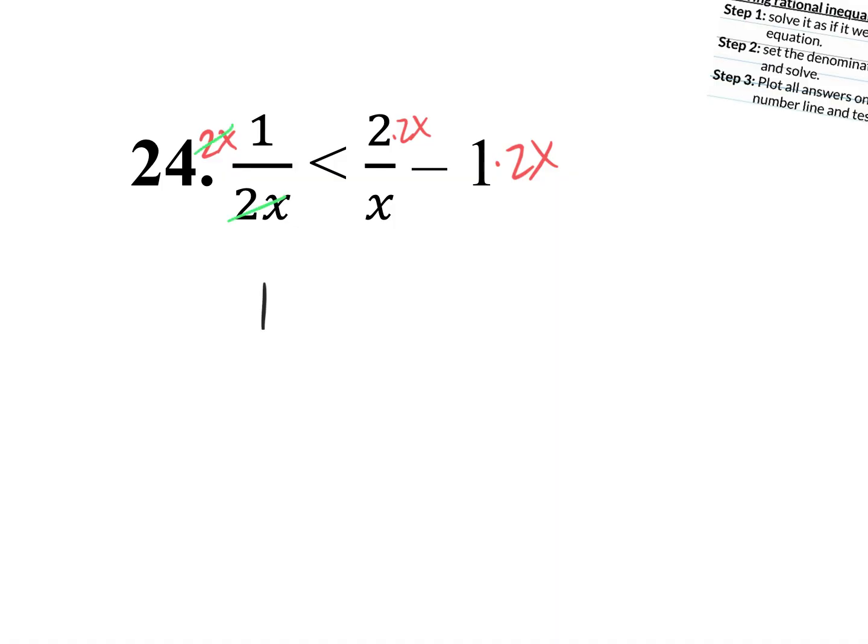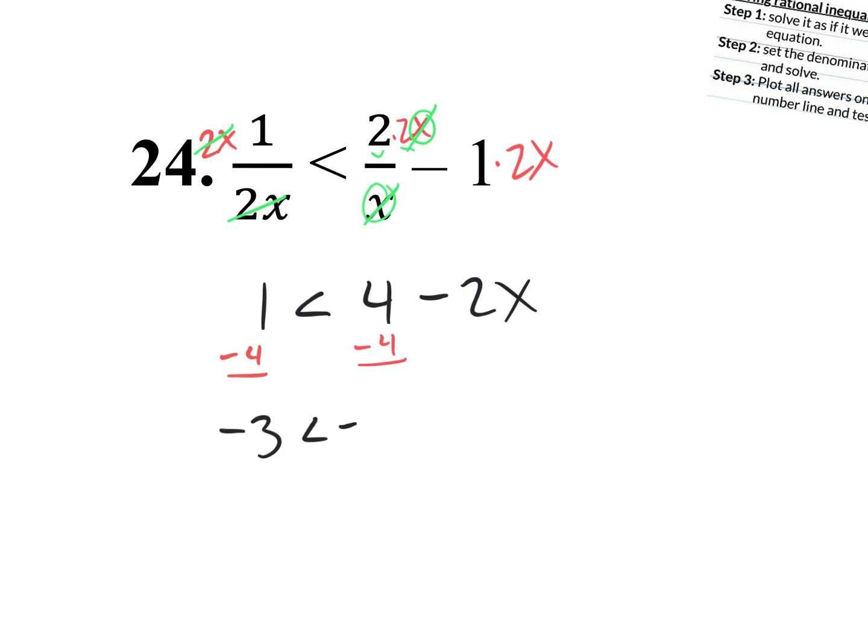We end up with 1, no more fraction, is less than. Over here, the x on top cancels with the x on the bottom, but you still have 2 times 2, so you'd have a 4 right there. And the 1 times 2x is 2x, so you're going to have a minus 2x right there. And here's your inequality. Let's solve it. Let's get the numbers to the left side. I'm going to subtract 4, subtract 4. You end up with negative 3 is less than negative 2x. And then we're going to divide by negative 2, divide by negative 2.